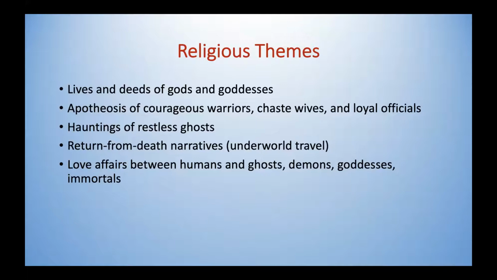Often you'll find ghost stories, specifically stories about hauntings of restless ghosts. I've written an article on this already. Another fascinating topic is return from death narratives, people dying, going down into the underworld, visiting previously deceased members of their family. And for this particular project, I'm looking at stories about love affairs between humans and ghosts, demons, goddesses, and immortals and such.